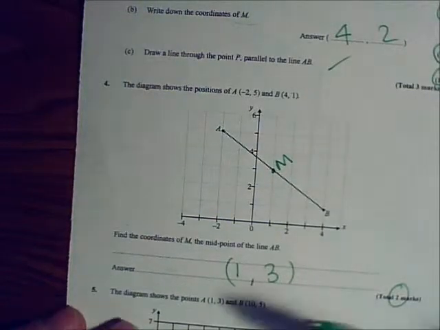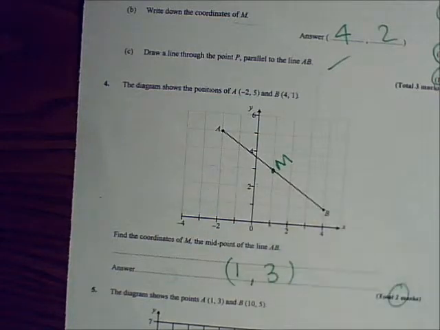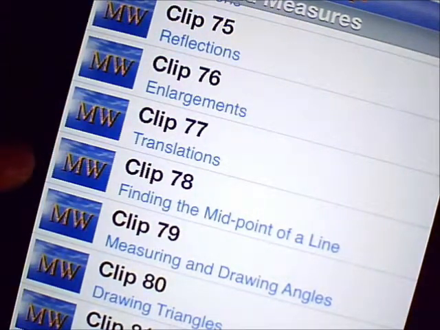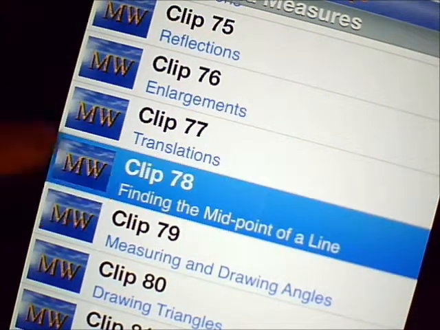At this stage, if you feel you need any additional help with finding the midpoint of a line, a good thing to have a look at is clip number 78 in MathsWatch, finding the midpoint of a line.